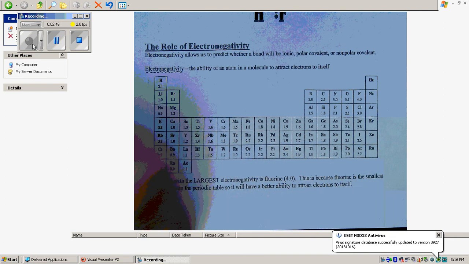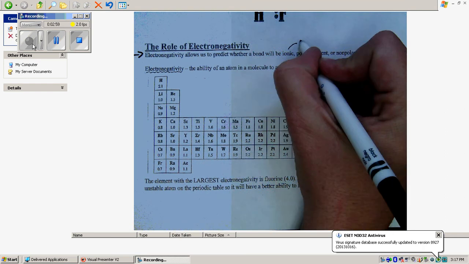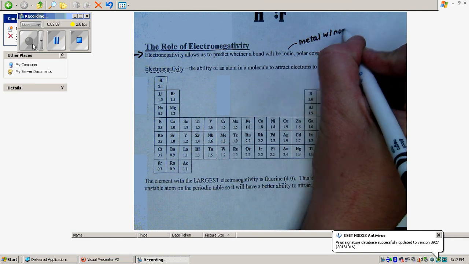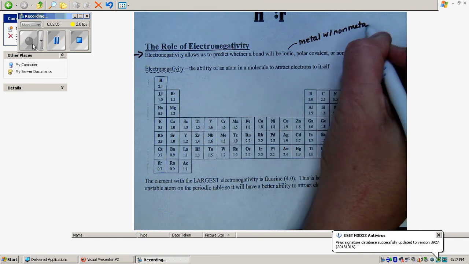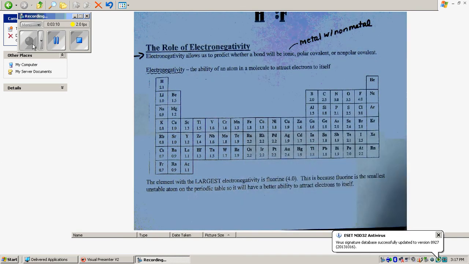As you can see here, it says that electronegativity is what allows us to predict whether or not a bond will be either ionic, polar covalent, or nonpolar covalent. Now we can pick out the ionic ones pretty easily. We know our ionic compounds are our metals with a nonmetal, or nonmetals. But in terms of polar covalent and nonpolar covalent, they're both sharing. So we have to learn how to tell the difference and how to decide which ones will be polar and which ones will be nonpolar.